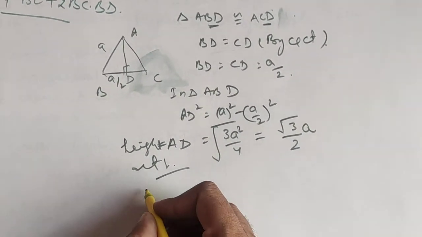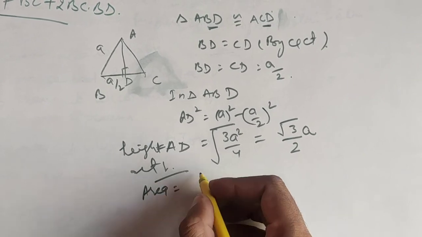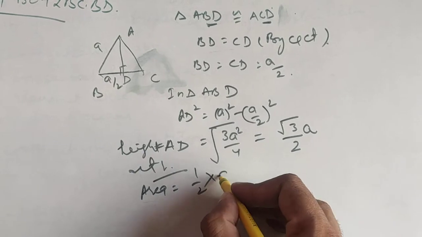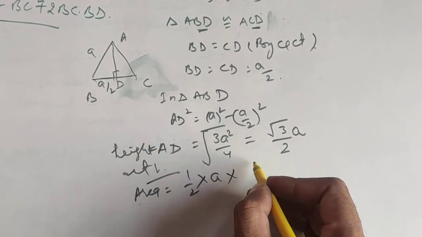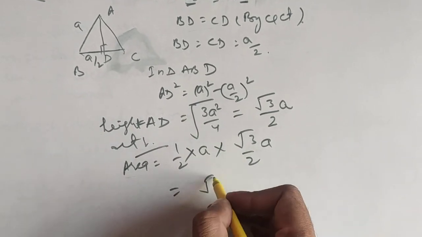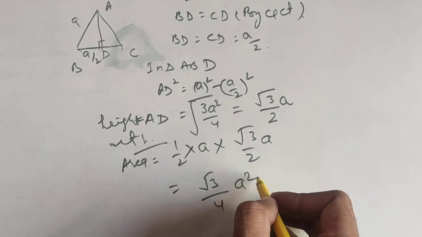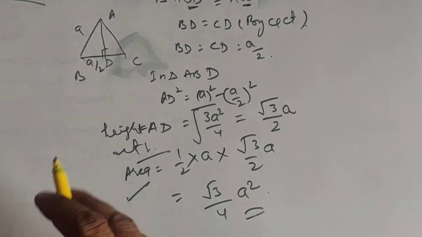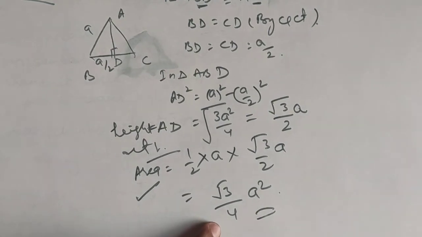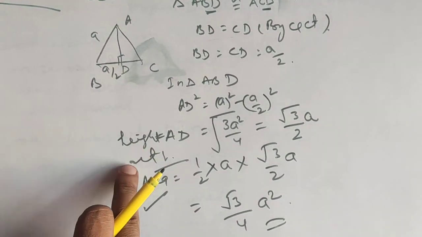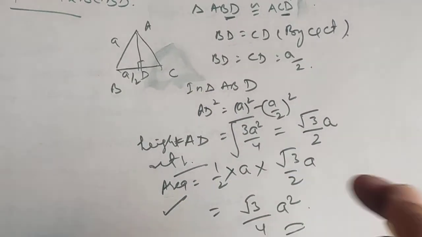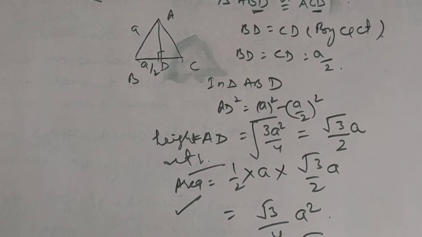Now we need to find out the area of the triangle. Area of the triangle is 1 by 2 base into height. This BC is the base, so BC as the base means A, and root 3 by 2 A is the perpendicular. So root 3 by 4 A square will be the area of this equilateral triangle. So we have to learn that the area of an equilateral triangle is given by root 3 by 4 A square, and its height is equal to root 3 by 2 into A, where A is the length of the side of the equilateral triangle. Okay.